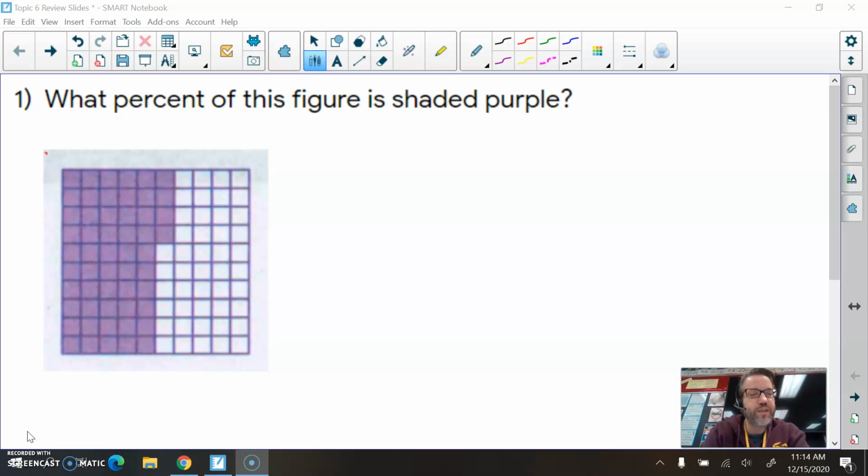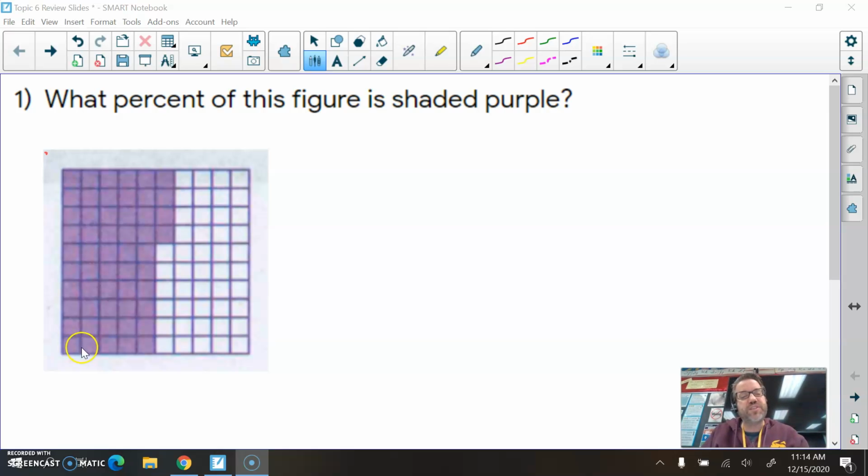And so we're going to start here looking at number 1. What percent of this figure is shaded purple? Well, I think the first thing that we need to remember is that percent means per 100. So when I look at this grid here, this grid should have 100 squares in it. Otherwise, we're going to have to think about it more closely in terms of figuring out the percent.